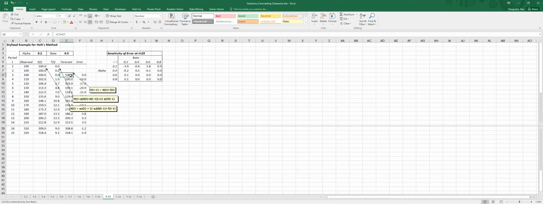Forecast, in this case, remember, you can't just drag and shift it and pull it one more down, but you're adding ST for that period plus T subscript T for that period, 100 plus 0, 100, and drag it down. And then error, which is forecast minus the actual, and drag it down.